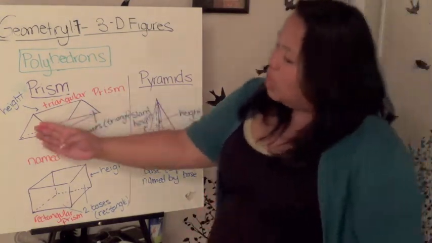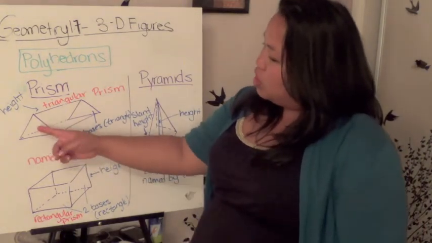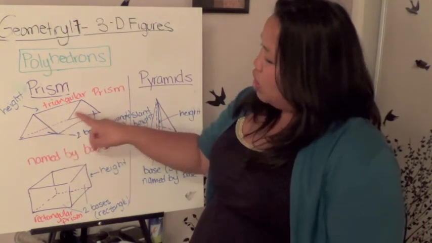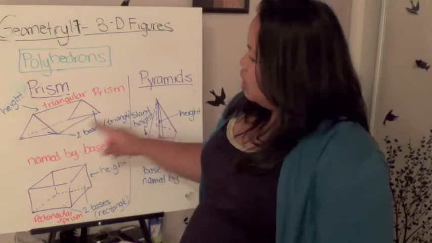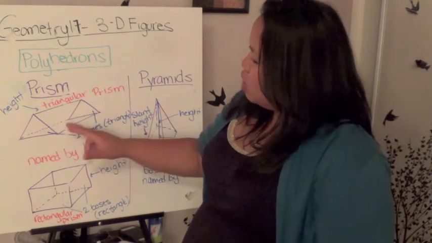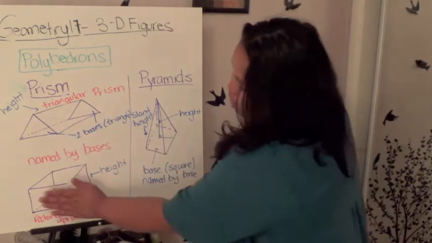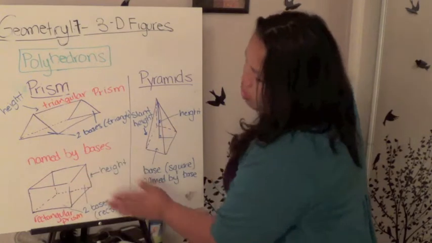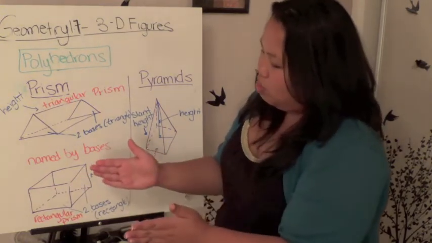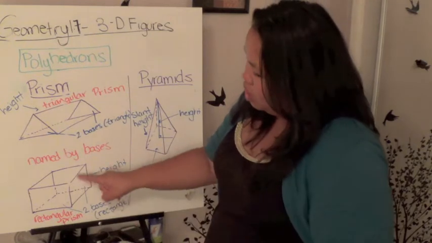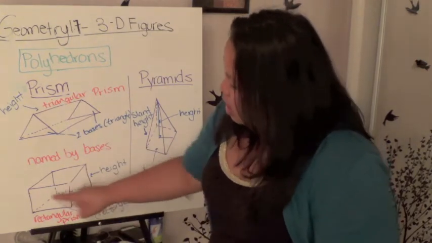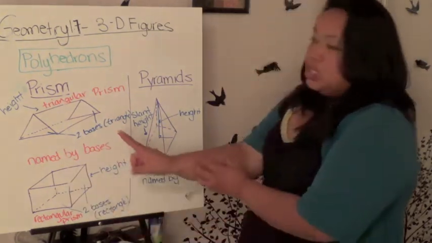So in this case our two-dimensional figure is a triangle. So we have a triangular base and then you connect each, and this becomes our height. In this case here, we have a rectangle and a rectangle in the back, and then we open them up, and then all the sides are connected, and that is called the height. So two bases for a prism.